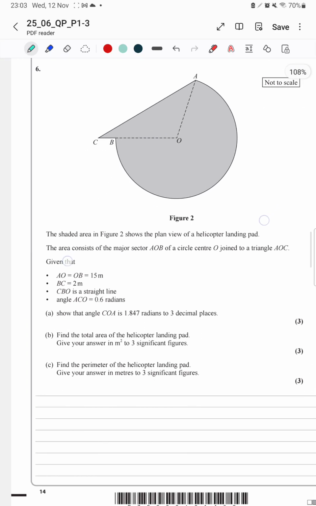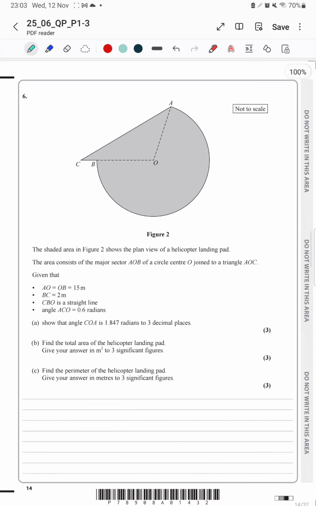Yes, this question is given like a triangle, and I can see a part of the circle. The shaded area shows a plan view of the helicopter landing pad. The area consists of major sector AOB. Major sector means they are talking about this angle and then this segment. And then O is the center and it is joined with a triangle AOC, and a few dimensions are also given.